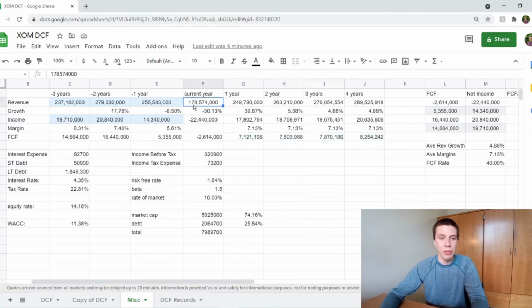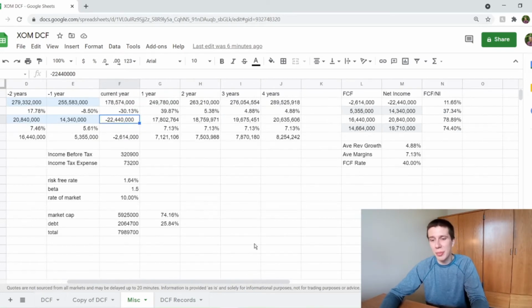Obviously, it really hurt their revenues this year, and then it really hurt their net income, as they had a negative net income this year. So that kind of messed up some of the numbers, messed up the free cash flow to net income number a little bit in this year, I think. But the lowest number in the past few years for that was around 40%. So that's the one I went with.